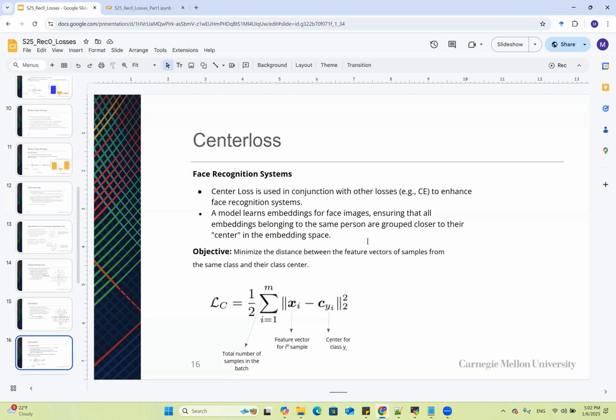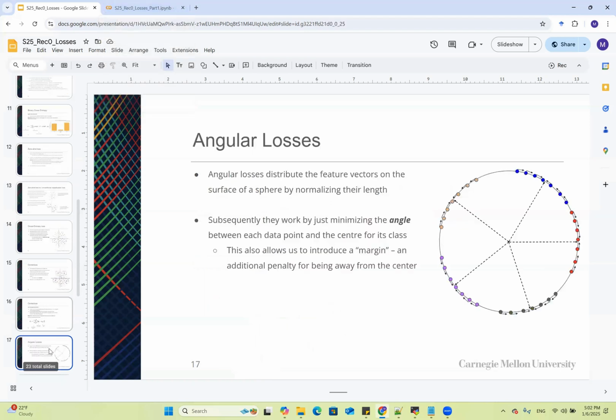Our objective is to minimize the distance between the feature vectors of samples from the same class and their class center. In the following formula, M is the total number of samples in the batch, x_i is the feature vector for the ith sample, and c_{y_i} is the center for class y_i.